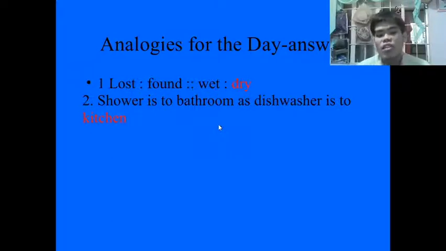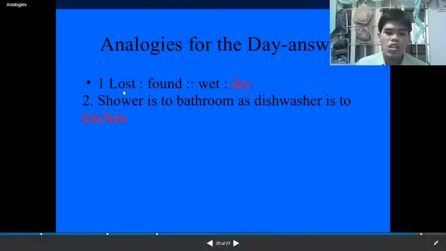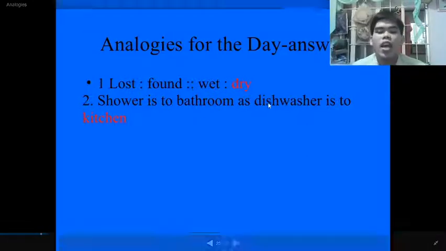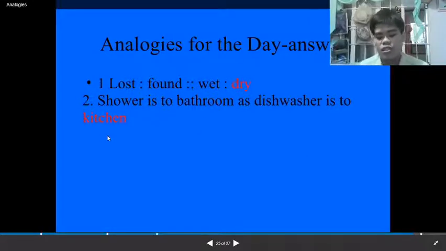So in lost and found, their connection is that they're opposite. One is lost, then of course the opposite is found. So wet, what should be the opposite of wet? So dry. So shower is to bathroom, this time it's about location. And dishwasher is to kitchen.